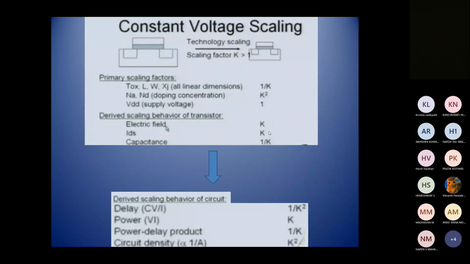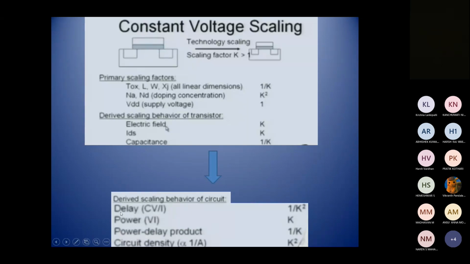After deriving the scaling behavior of the transistor, now we have to go to the derived scaling behavior of the circuit. If we take into consideration the delay, this delay is nothing but the product of capacitance multiplied with voltage divided by current. So CV divided by I is nothing but our delay parameter. It is reduced by a k square factor. So if you have a new dimension, that is a new miniaturized version of these MOS devices, the delay has to be reduced by a k square factor.